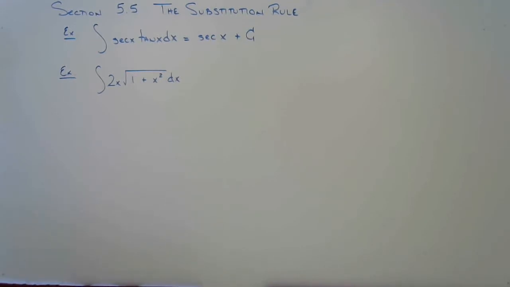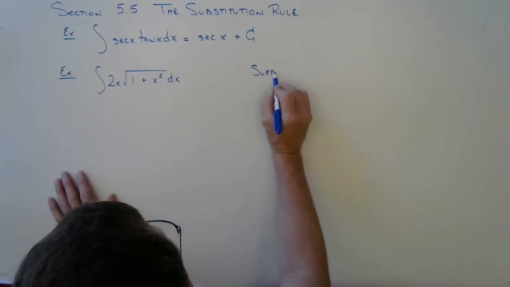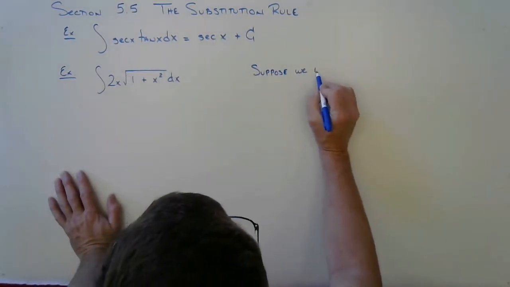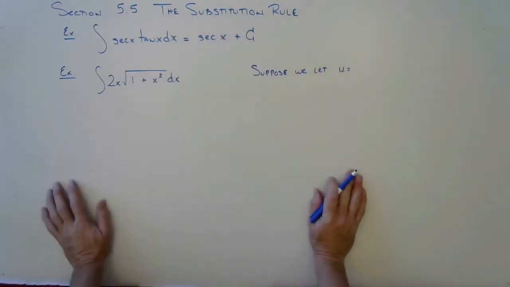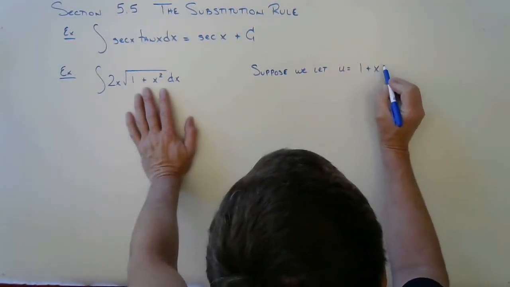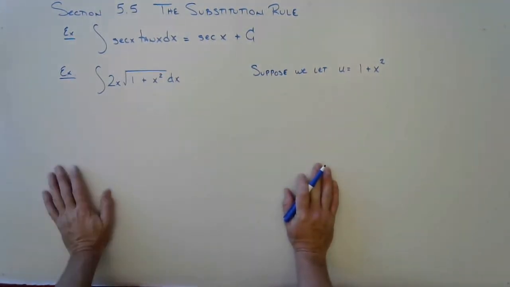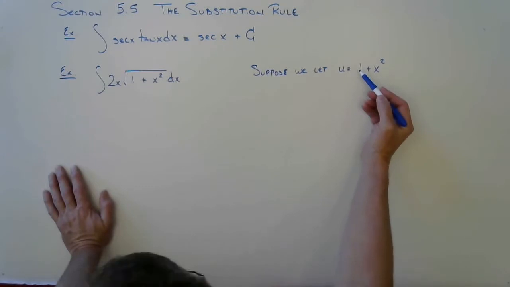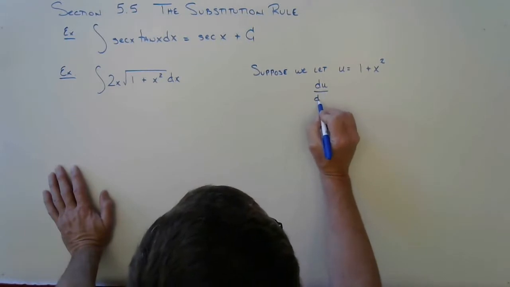It's pretty straightforward. What I'm going to do is say suppose, just suppose, and we'll talk about why all of these things are true, that we let u, a new variable. That's where the name substitution comes from. We're going to substitute a new variable. We're going to let u equal 1 plus x squared. We'll talk later in the video about why I chose this and what my impetus was for making that decision. Something interesting happens if I take the derivative of both sides of this with respect to x. The derivative of this side is going to be du dx.